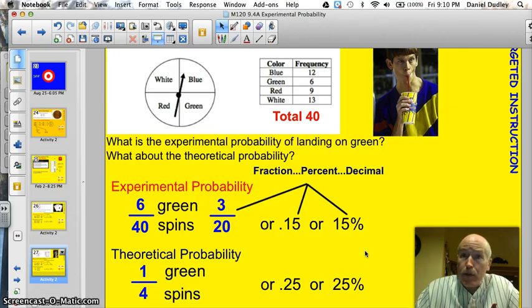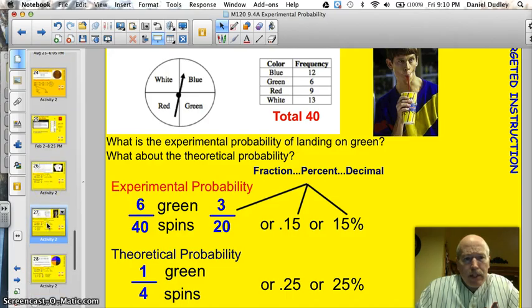Again, the results of the experiment don't always match the theoretical probability or the odds. All right? I've been using those terms a lot. One more time. Theoretical probability. This is the mathematical odds. 1 out of 4 times he should spin green. Experimental probability. That's what actually happens when you perform the experiment.